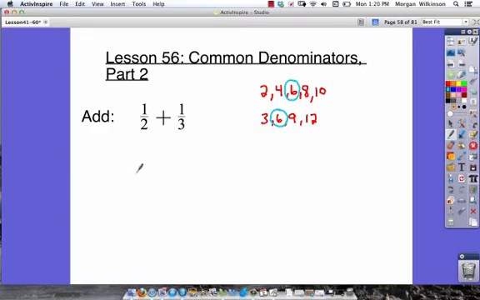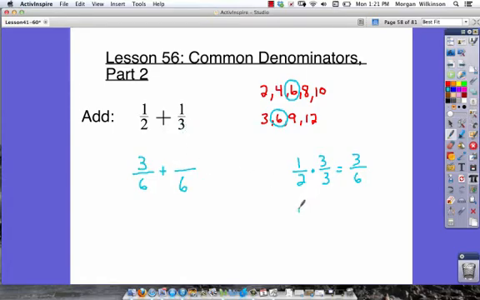We're going to say 1/2 is going to be something out of 6 plus 1/3, which is going to be something out of 6. Now, 1/2 is how many out of 6? Well, if we multiply 2 by 3, we get to 6. So we're going to multiply 1 by 3 in order to get to 3. And we've got our new fraction. We've rewritten.